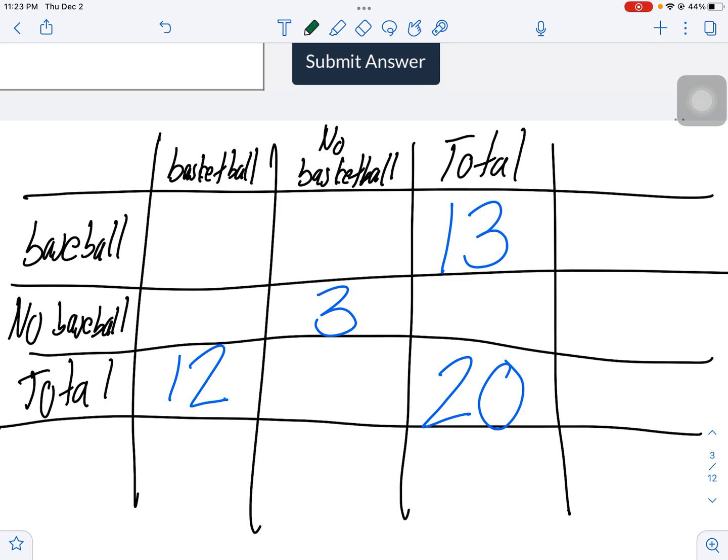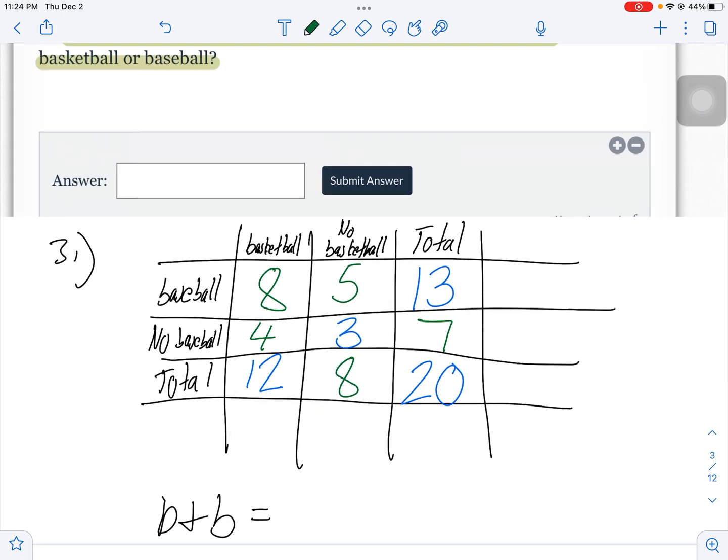So 20 minus 13 is 7. To find this missing box, I'm going to do 20 minus 12, which is 8. To find this missing box, I'm going to do 8 minus 3, which is 5. To find that missing box, I'm going to do 7 minus 3, which is 4. And to find this missing box, I can either go 12 minus 4 or 13 minus 5, which is in both cases 8. All right?